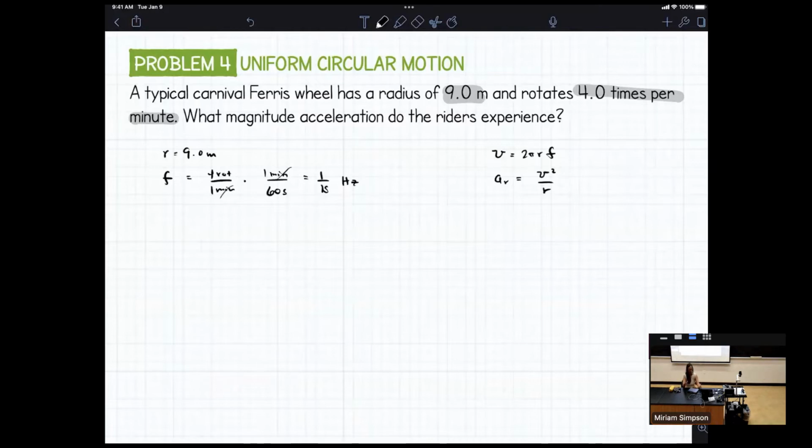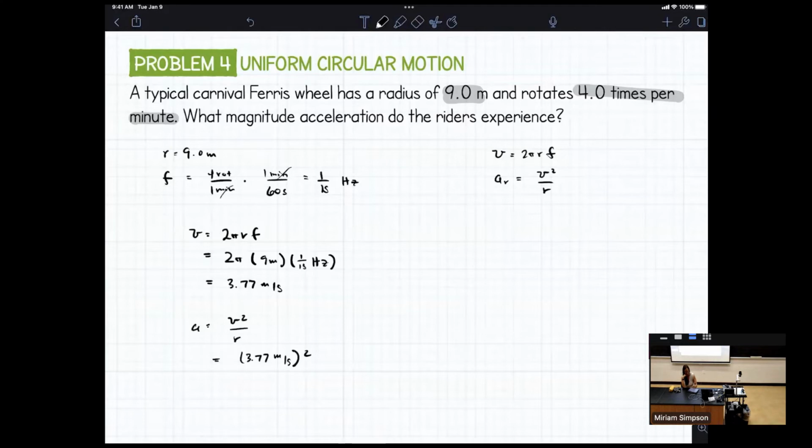Okay? So then if we want to calculate the speed, we just say 2 pi r times frequency, which we got from over here. And we can say 2 pi times 9 meters and 1 over 15 hertz. That's going to give us a speed of about 3.77 meters per second. And then if we want the acceleration, we just know that that's speed squared over radius. So that's going to be 3.77 meters per second quantity squared over 9 meters. And that's going to give us 1.6 meters per second squared. So that's our radial acceleration.